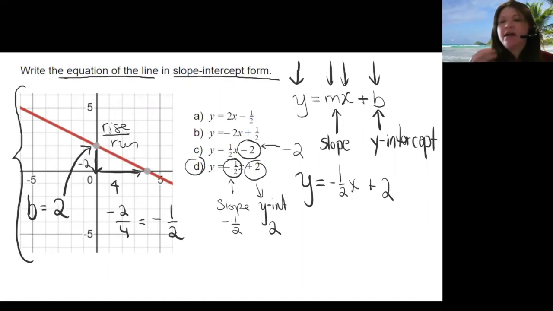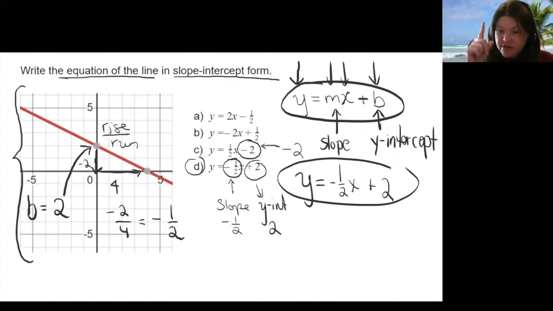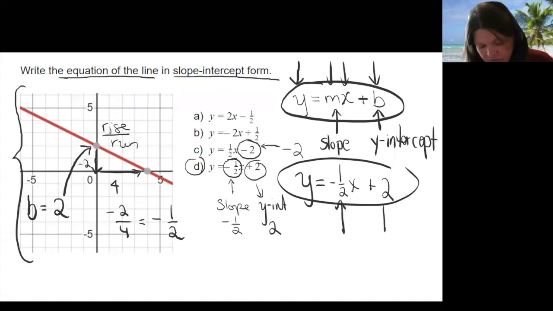So to take a line from its generic form, y equals mx plus b, that's the equation of any line, to a specific form of a single solitary line, you have to know the slope and the y-intercept.